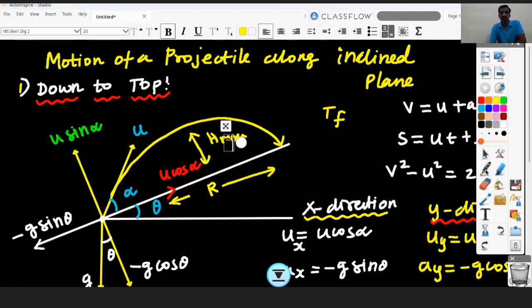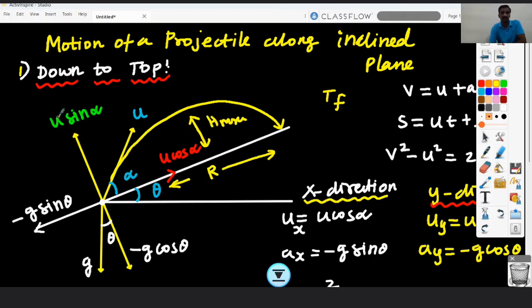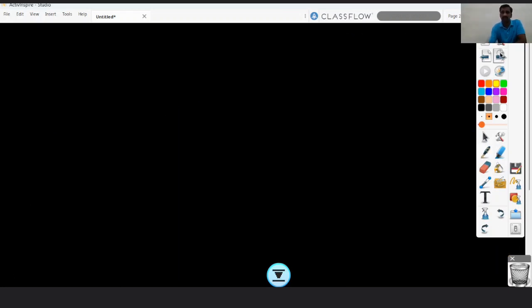Hello students. Now we are going to discuss H maximum. What is meant by H maximum? The maximum height attained by the projectile during its journey, that means along the y direction, how much height the projectile has reached. Now to find H maximum, we are going to use the formula V square equal to U square plus 2aS. At maximum height, the velocity will be 0.